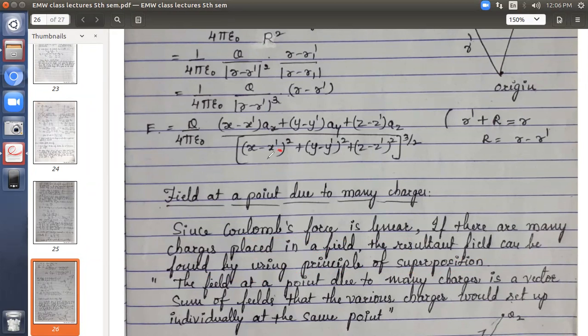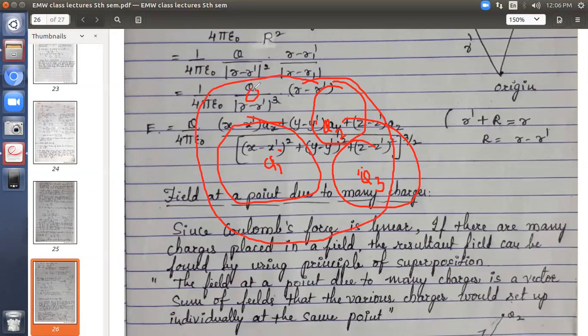Suppose that you have a charge, say q1, and a charge q2, and a charge q3. Like that, many charges are present, and each of the charges creates a certain field around it. Say this is charge q4. Suppose we are somewhere here, say point P. Now I want the field here. How to calculate this field? There are many charges present.